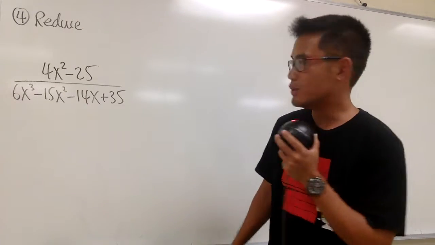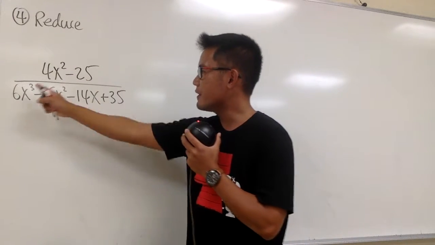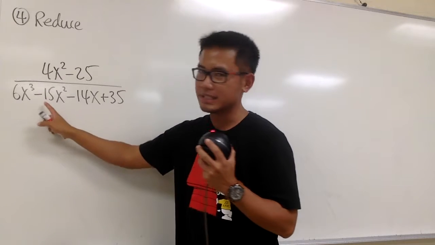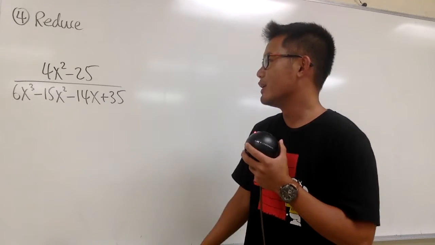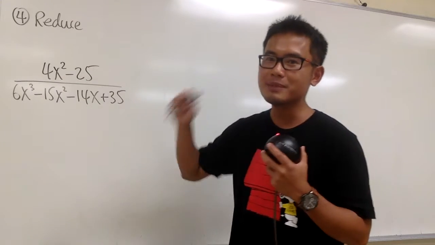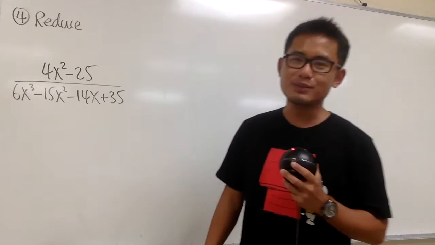Okay, for number 4, we're going to reduce (4x squared minus 25) over (6x to a third power minus 15x squared minus 14x plus 35). Okay, factor the top, factor the bottom, cancel out the common factors, right?